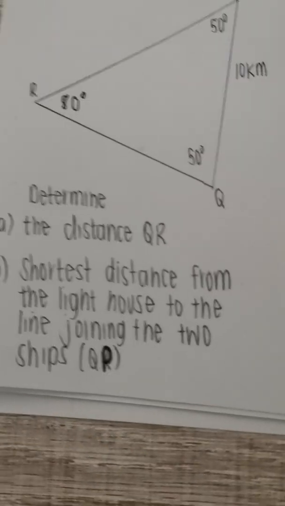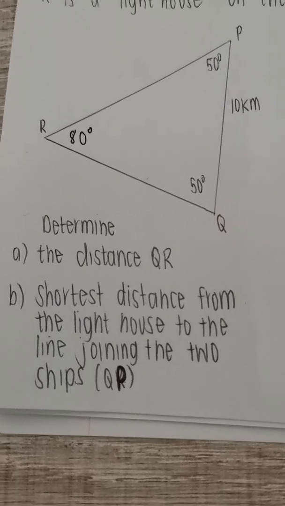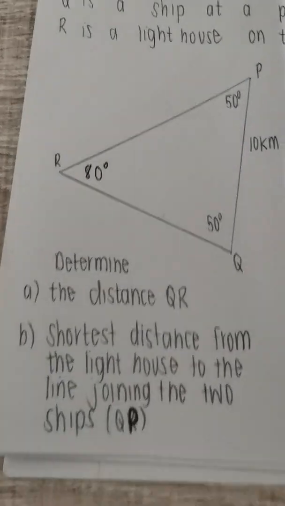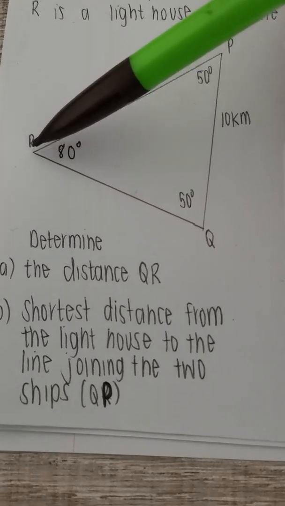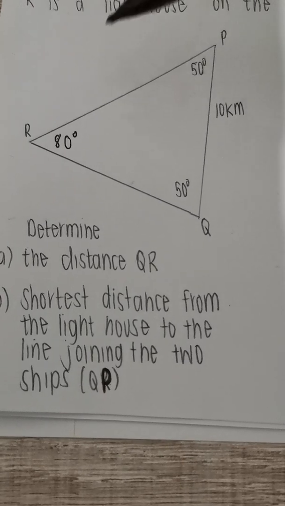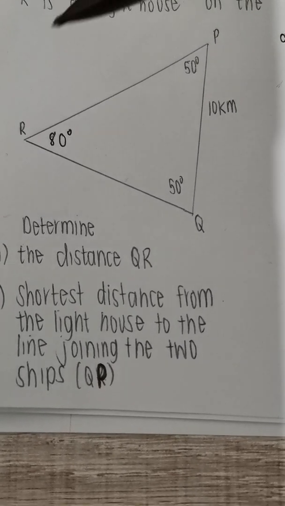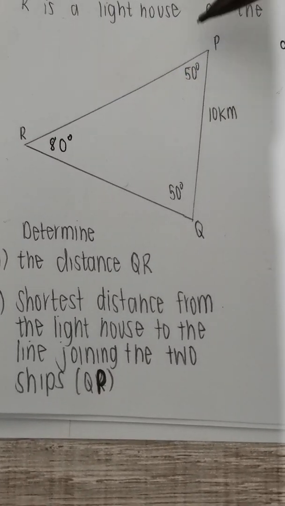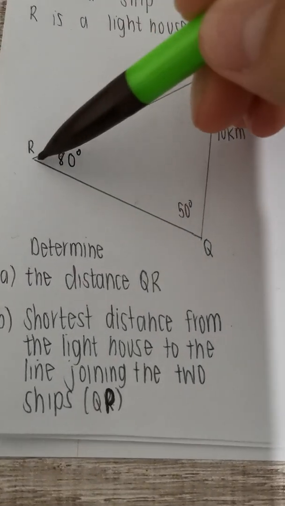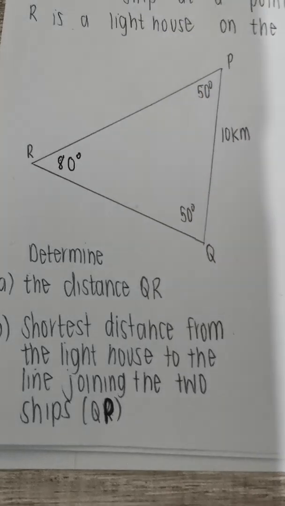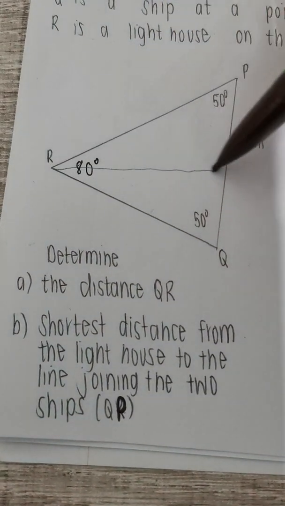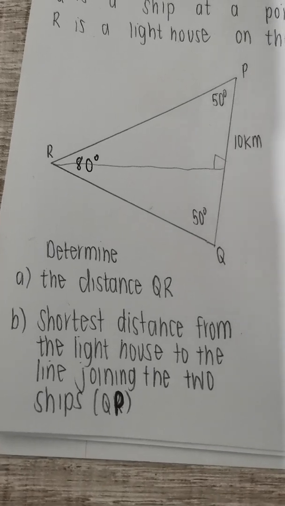Okay, next question. Shortest distance from the lighthouse to the line joining the two ships. So our lighthouse is over here. The shortest distance from here to this part over here. Now, if you think about this, whenever you're drawing the shortest distance from one point of a triangle to the other side, it's going to give us a 90-degree angle. Okay, since I'm holding the phone with one hand, I cannot actually use a ruler, but this is what it's going to look like. There we go, right?